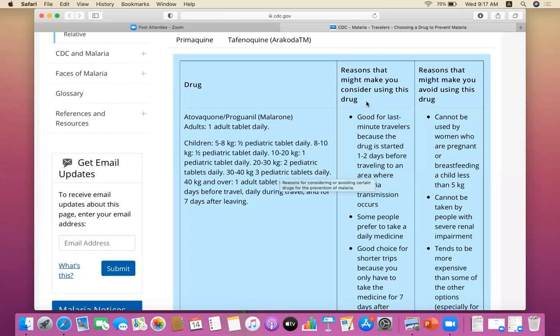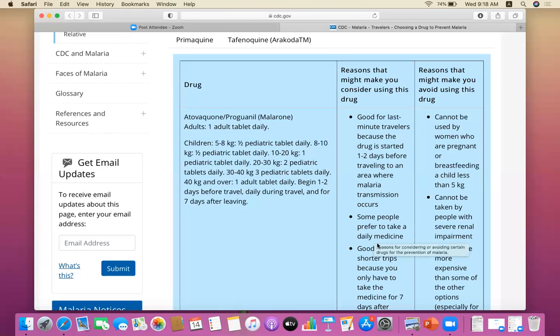Reasons that might make you consider using this drug: the Centers for Disease Control has given the reasons why one should take it. It is good for last-minute travelers because the drug is started 1 to 2 days before traveling to an area where malaria transmission occurs. So if a person is going to any location, city, or country where the malaria prevalence rate is high, to prevent malaria he can take atovaquone-proguanil, 1 adult tablet daily.